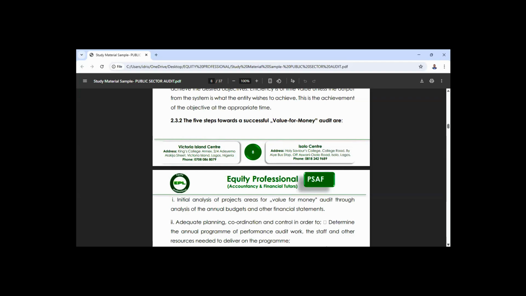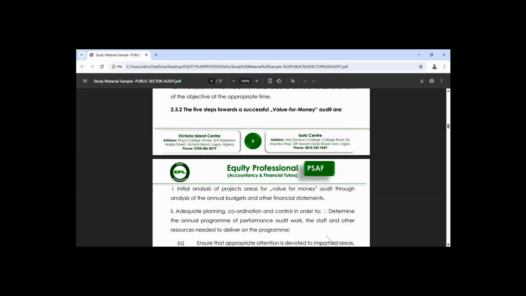Another one is adequate planning, coordination, and control. You need to plan for the value for money audit.